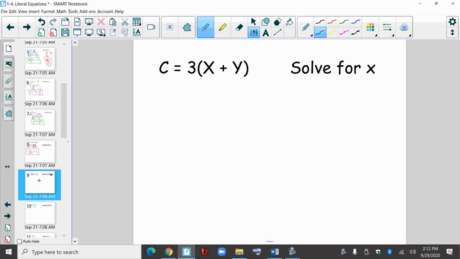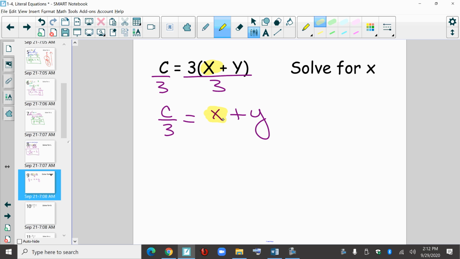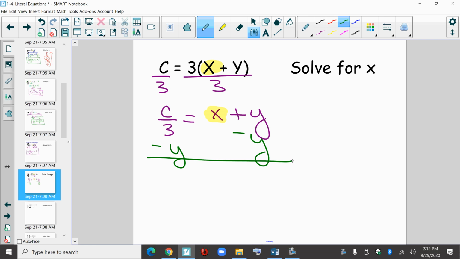C is equal to 3 times 3x plus y. So how do I solve this? If I'm solving it for x, I don't want to separate this. What I want to do is divide by 3. So I have C over 3 is equal to x plus y. I'm still solving for x. So how do I get rid of that y? I'm going to get rid of that y by subtracting y. So I have C over 3 minus y is equal to x.